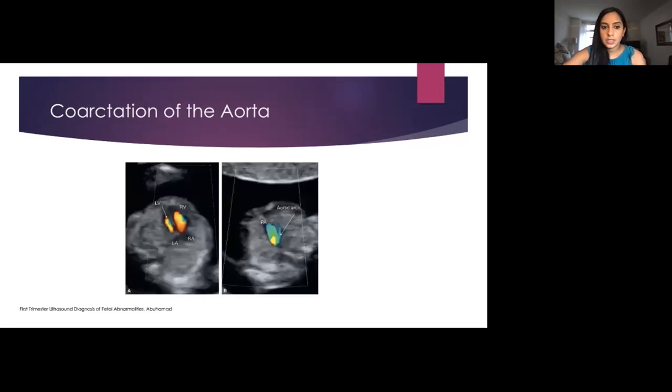So overall, you'll see similar things to what you would see in the second trimester, including ventricular disproportion in the 4-chamber view and a narrow aortic arch in the 3-vessel view. This is very rare to make this diagnosis in the first trimester, but still something that is important for us to know.